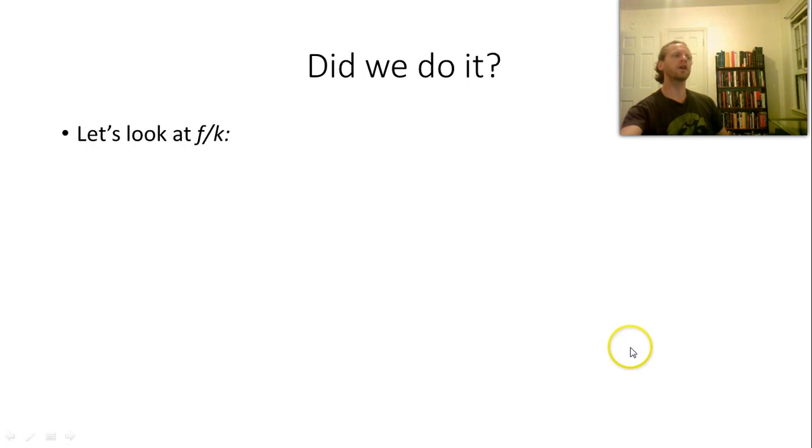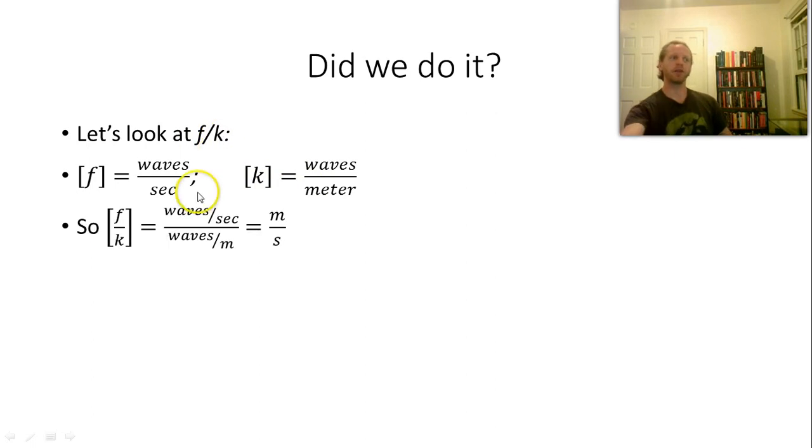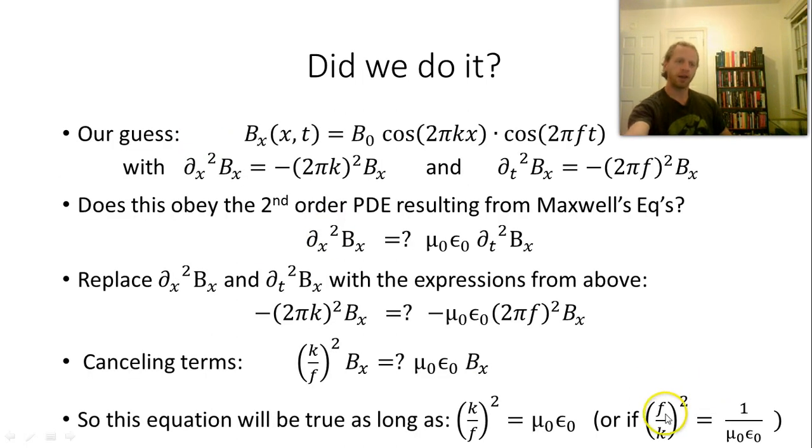So first of all, let's look at the units just of this ratio F over K. F is waves per second, the frequency. K is waves per meter, the wave number. Now, if we take the ratio, pause this for a second, do this for yourself, you'll find out that the ratio here is actually meters per second. Turns out this F over K from our criterion for solving Maxwell's equations actually just represents a velocity.